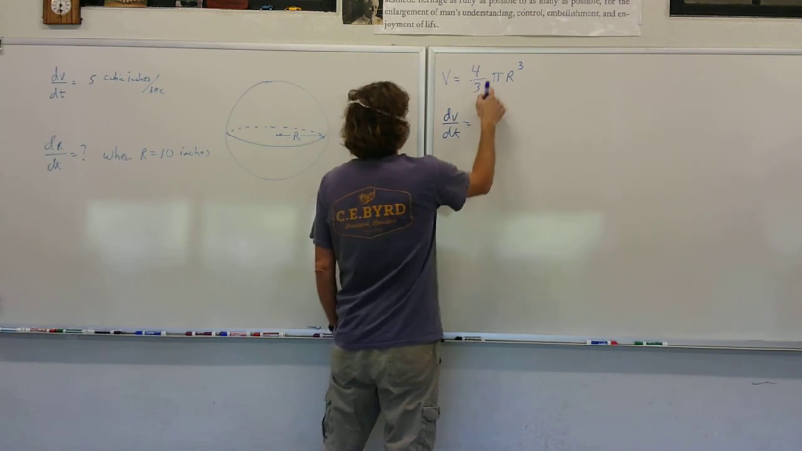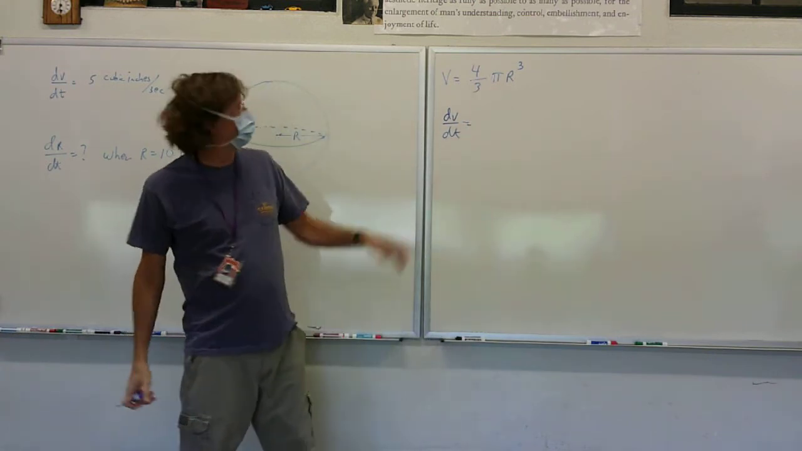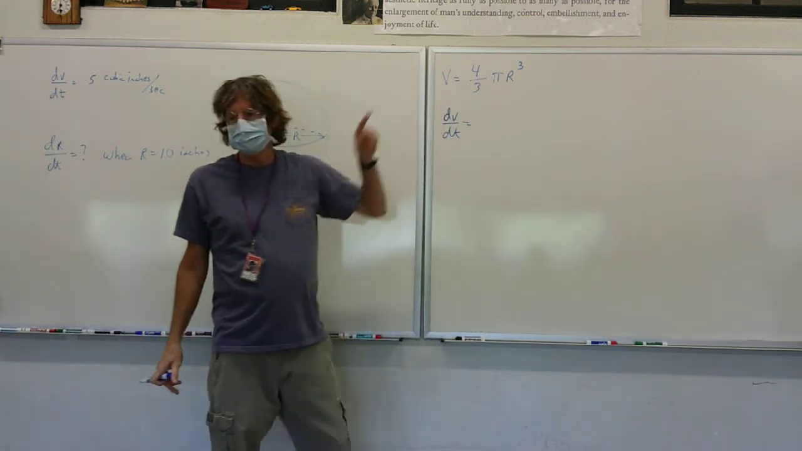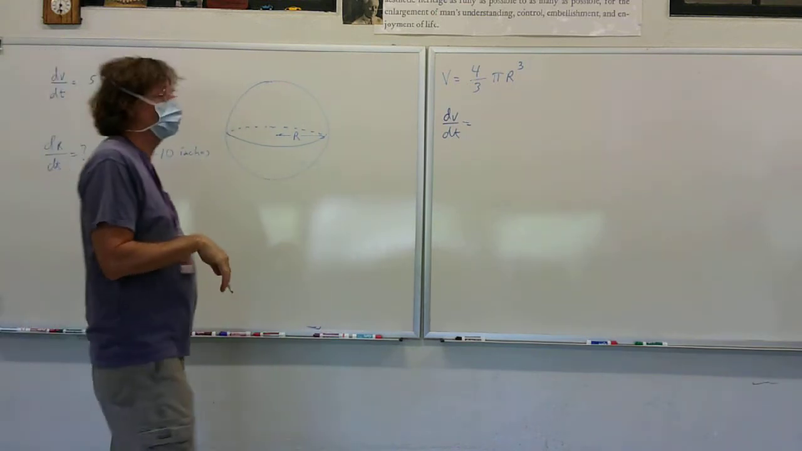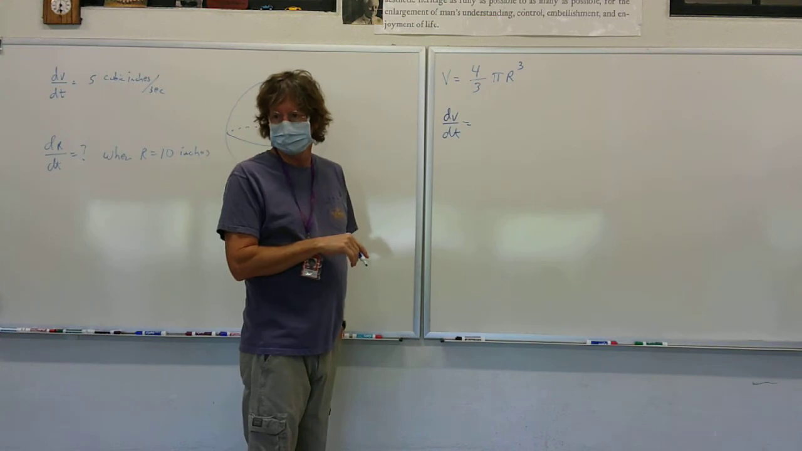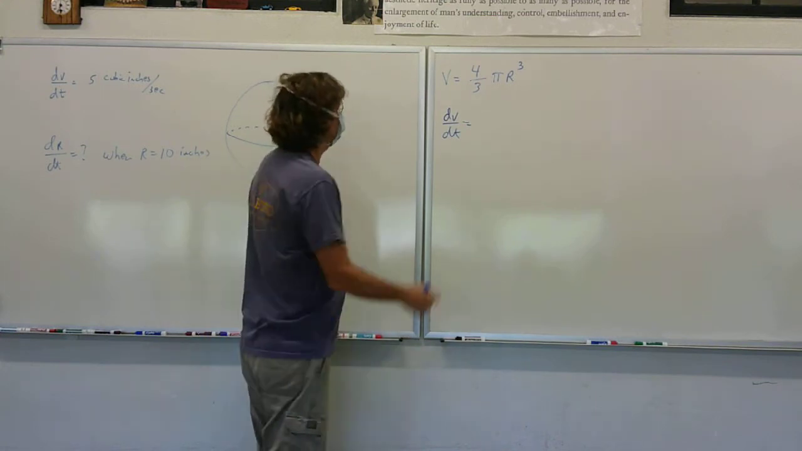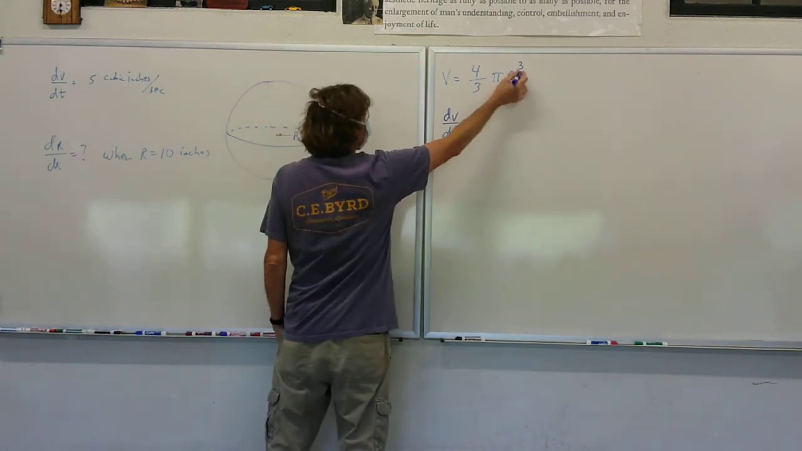Pi is a constant. You don't need a product rule because everything's a constant in front. You don't have to use a product rule because you just bring the 3 to the front, right? You only have one variable. Bring 3 to the front.